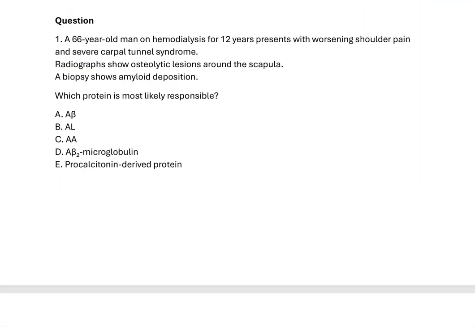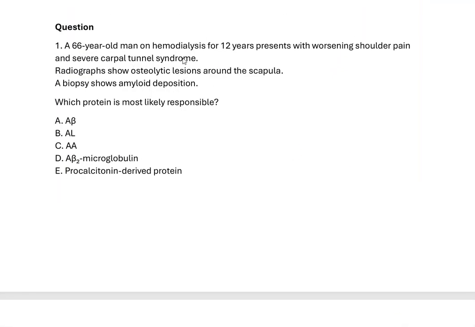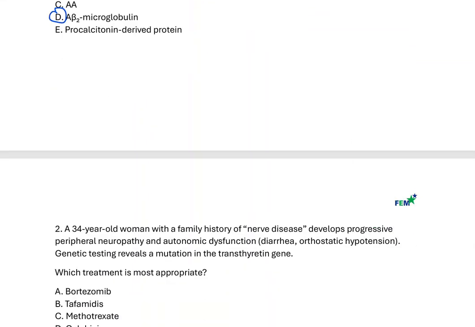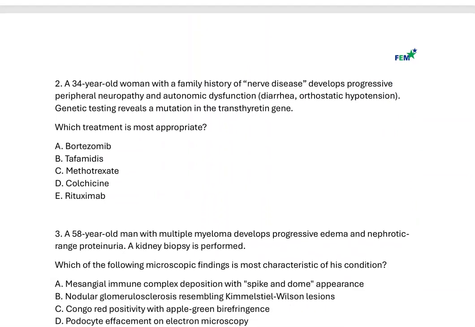So the first question there is: a 66-year-old man on hemodialysis for 12 years presents with worsening shoulder pain and severe carpal tunnel syndrome. Radiographs show an osteolytic lesion around the scapula. A biopsy showed amyloid deposition. Which protein is most likely responsible? Based on the history of dialysis for a long period of time and now amyloid, this is going to be beta-2 microglobulin. So that will be dialysis-related amyloidosis.